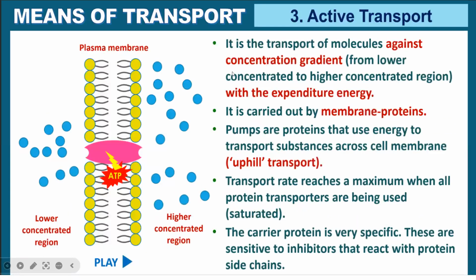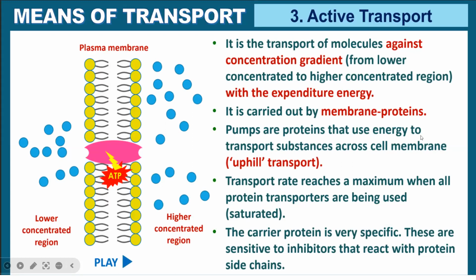Then active transport. Active means it is the transport of molecules against concentration gradient. Means from lower concentration to higher concentration. And for this to take place, that is to bring from lower to higher concentration, we require expenditure of ATP. It is carried out by membrane proteins. Just like facilitated diffusion, this is also carried out by membrane protein.